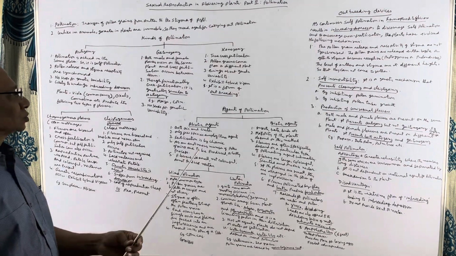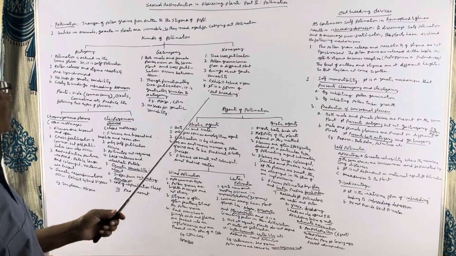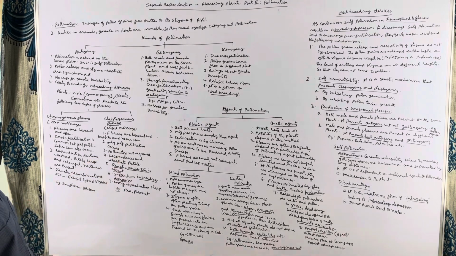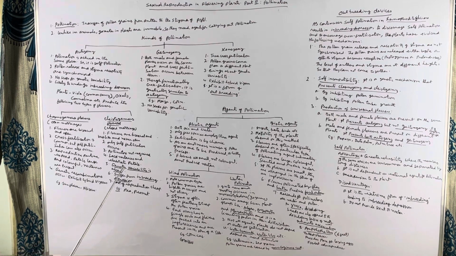The topic chosen for today is pollination in plants. It forms part 2 of sexual reproduction in flowering plants. Pollination: transfer of pollen grains from an anther to the stigma of the pistil is known as pollination.